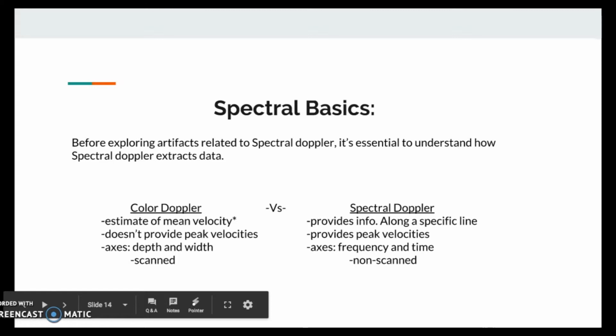So color Doppler is an estimate of mean velocity. It does this by using the Doppler effect. It then factors in frequency shifts and then creates a mean flow velocity. But because of this, it doesn't provide peak velocities, and it's also scanned. Spectral Doppler is basically the complete opposite. It provides information along a specific line, and it provides peak velocities because of this, and it's also non-scanned, which becomes important later.